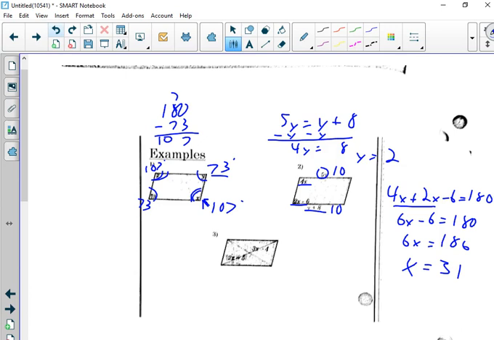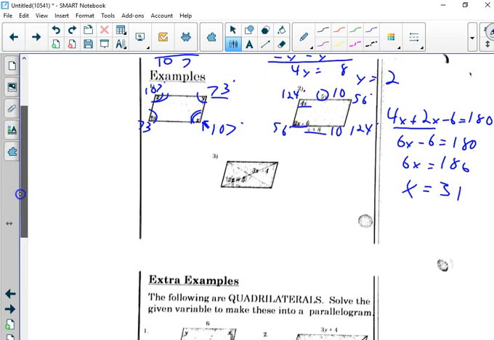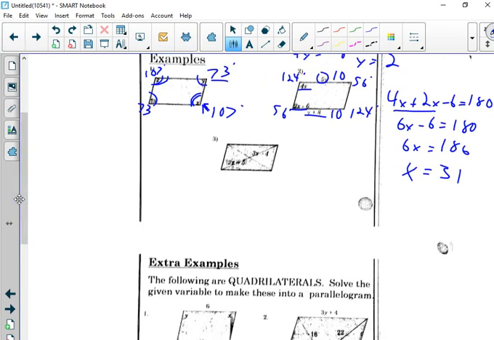to 360 degrees. So 4 times 31 is 124. And 2 times 31, which is 62, minus 6 is 56. If you notice, 56 and 124 equal 180. And if you add all 4 of them up, they equal 360. So that works out.